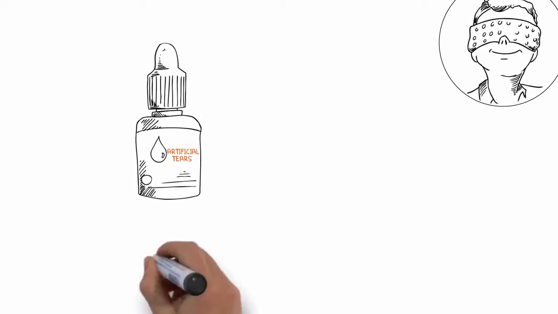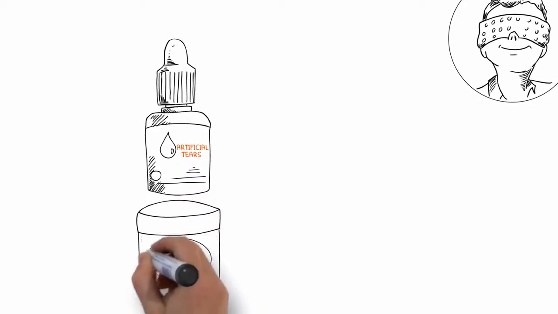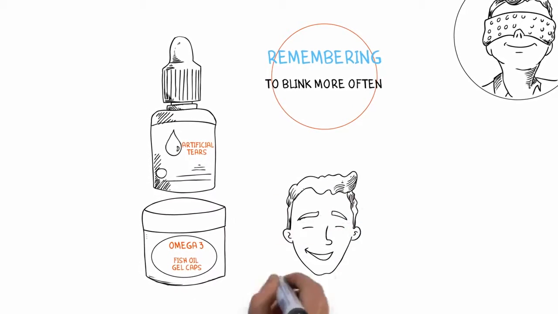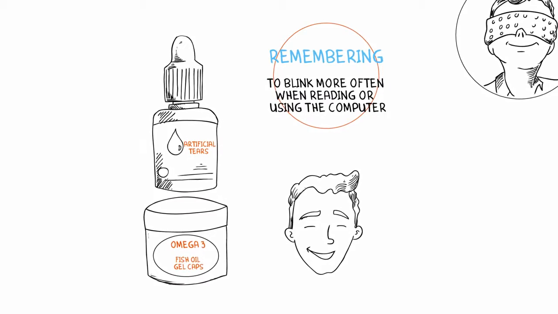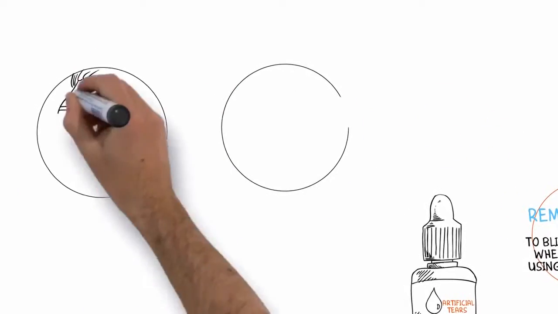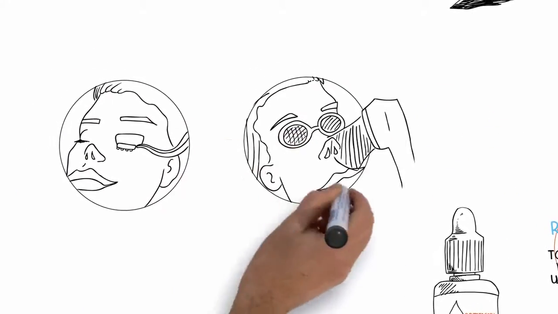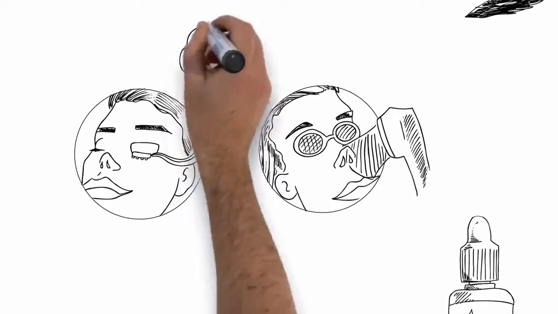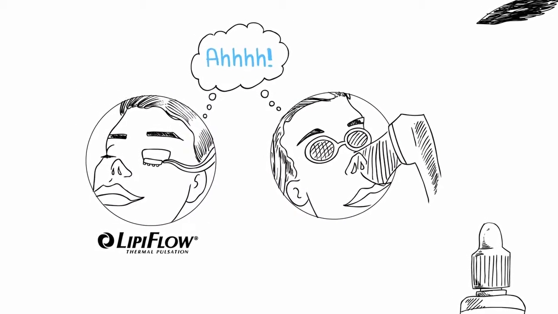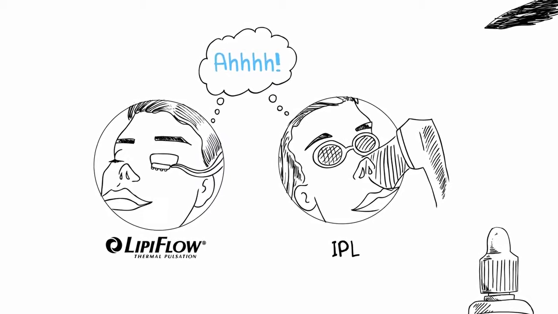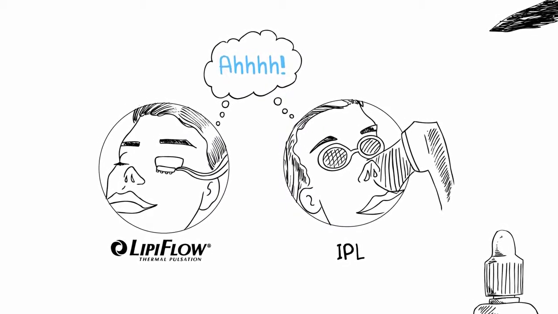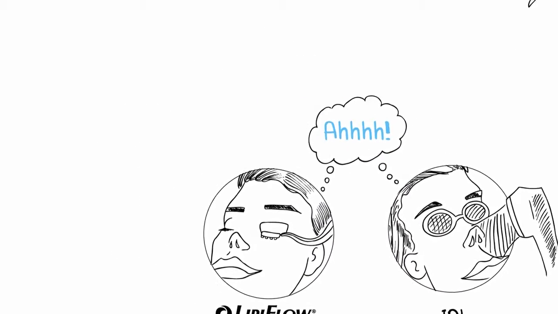Some other things you can do to make your eyes feel better include using artificial tears containing an oil component, increasing the omega-3 in your diet, and remembering to blink more often when reading or using the computer. If all of these things still don't offer relief, there are two new treatments available that can: LipiFlow thermal pulsation and IPL, intense pulsed light therapy. But let's try the simple things first.